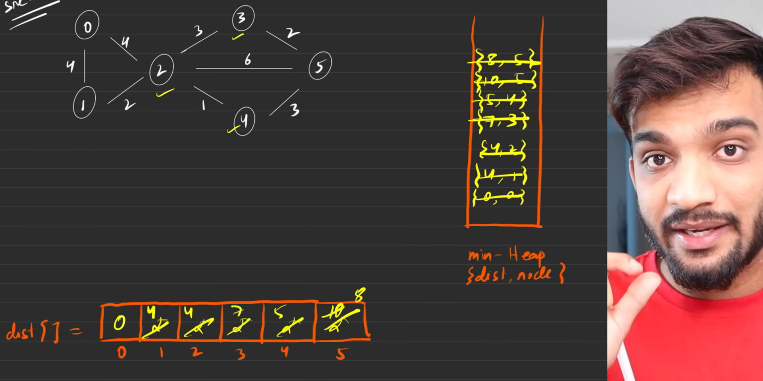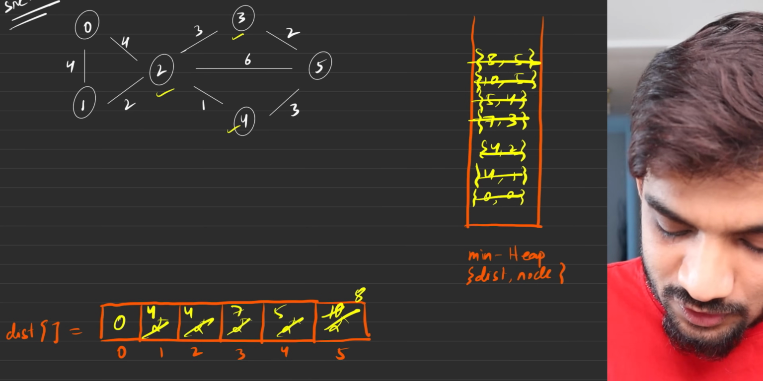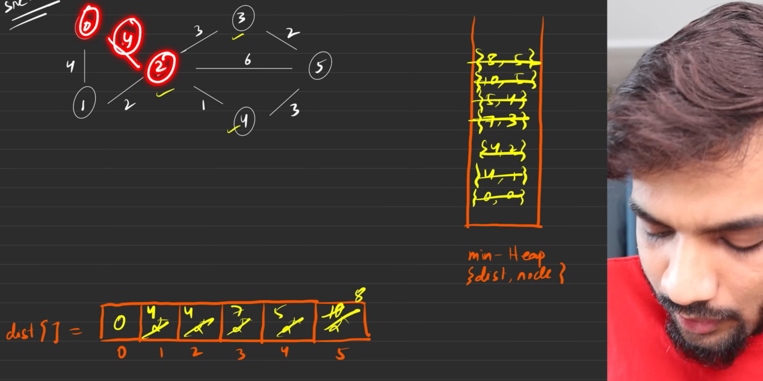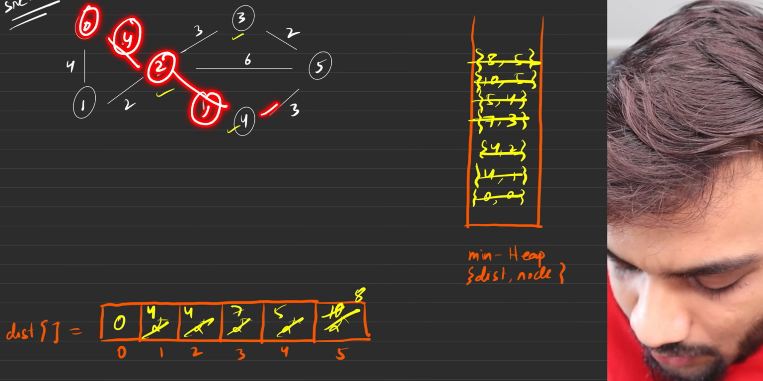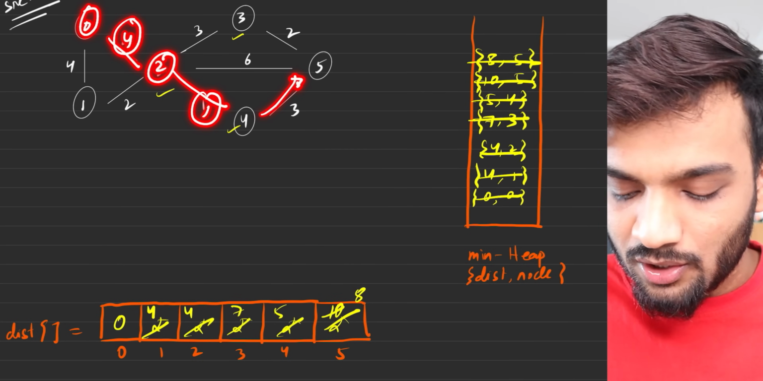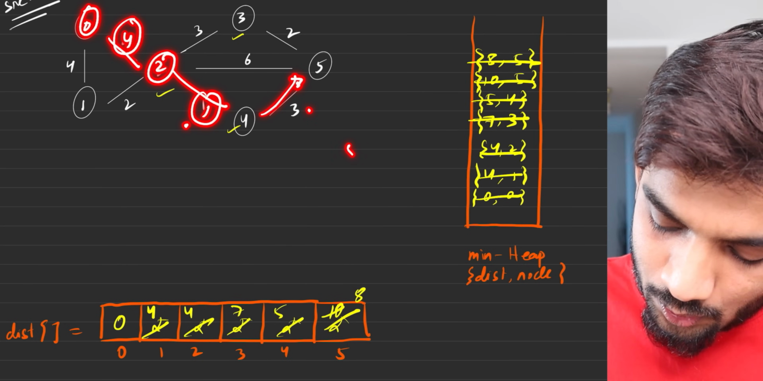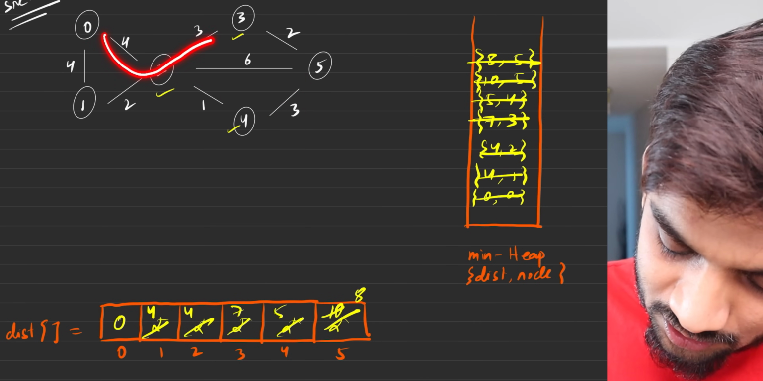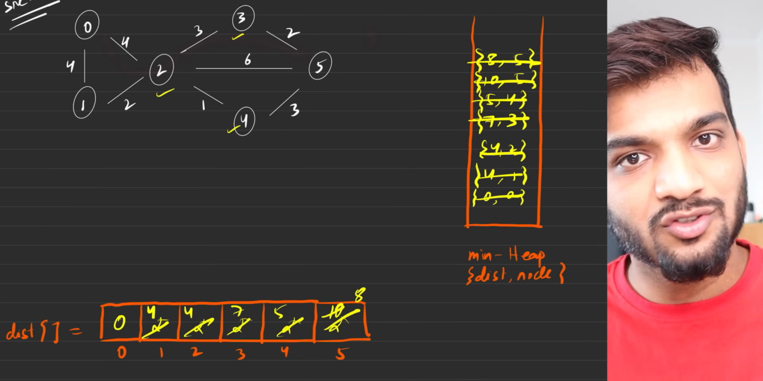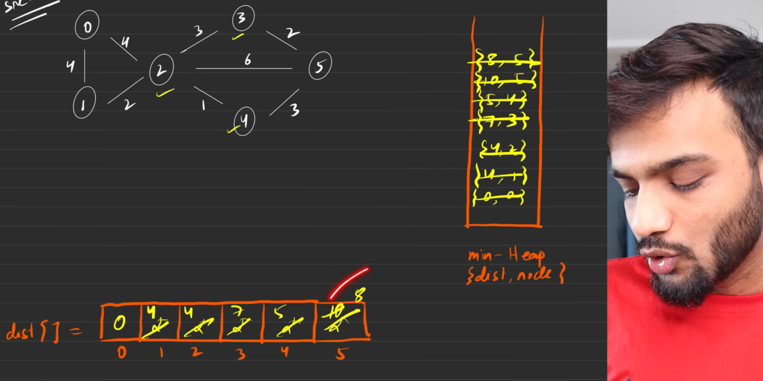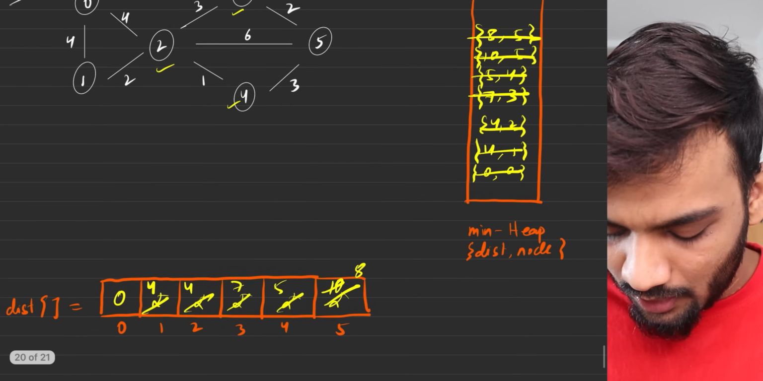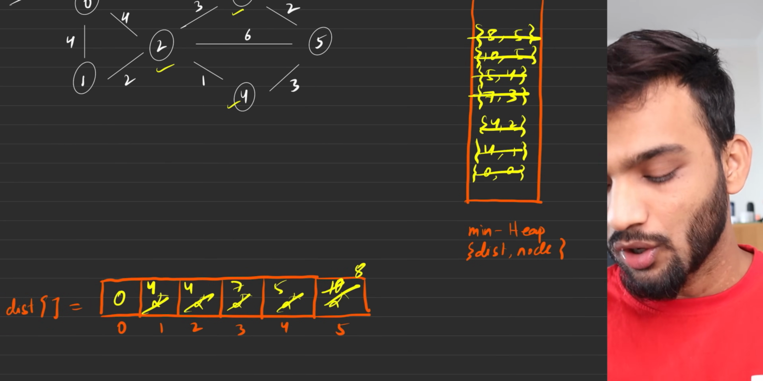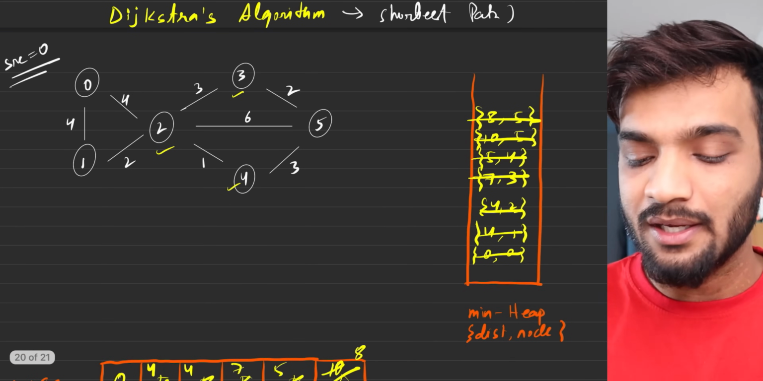Why? Because if you carefully observe, from 0, you can go to 2, which will take you a distance of 4. Then you can go to 1, then you can go here. So in this way, you can take 4 plus 5 plus 3, which is 8. All the other paths, even if you try to take this, are going to cost you 9. So all the other paths will cost you more. So you got your minimum distance stored in your distance array. If you return this distance array, this is what your particular answer will be.